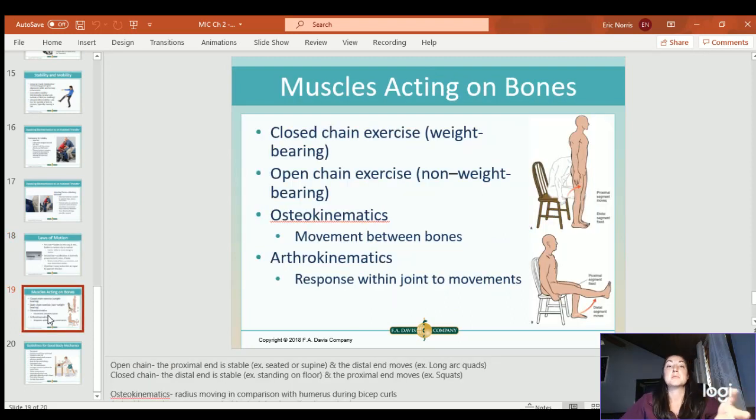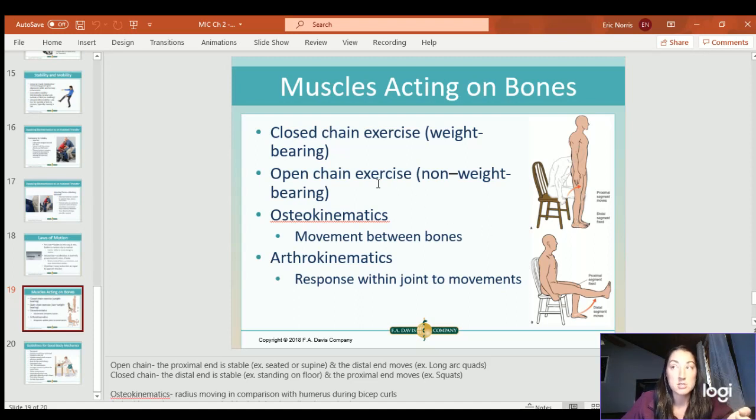Muscles acting on bones. So now here's more PT related things. Closed chain exercises. Those are weight bearing. That is when the distal end is stable, like your foot on the ground, and the proximal end moves, like a squat or standing and sitting. So the top of the body is moving while the feet remain in the same position. Those are called closed chain exercises. Squats, lunges, weight shifts, things like that are all closed chain.